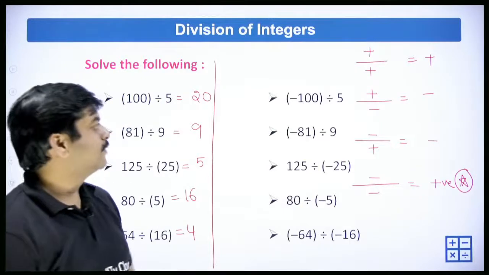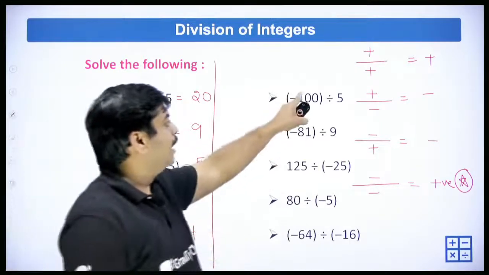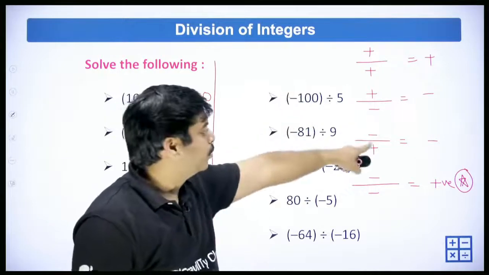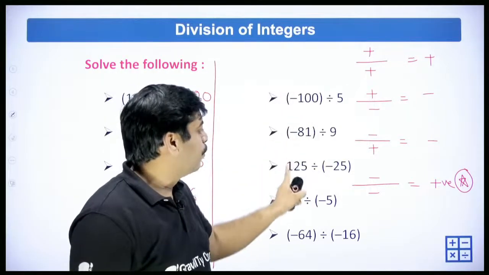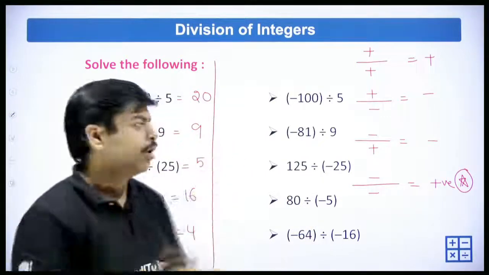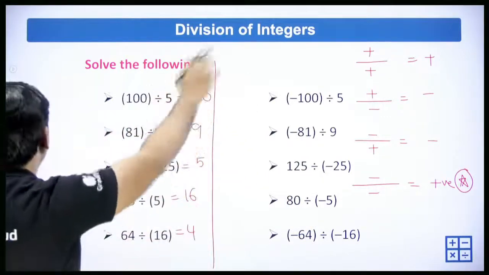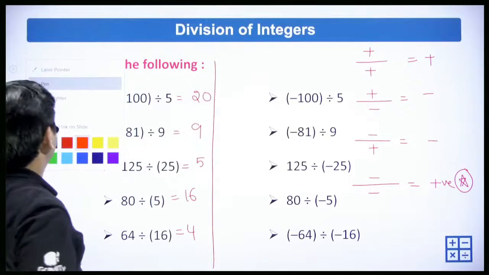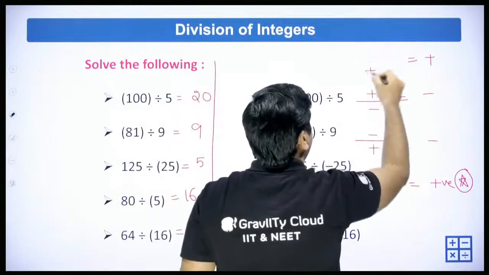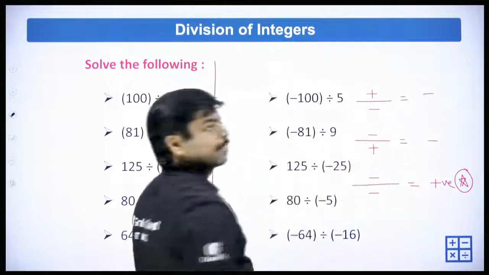So let us discuss with negatives. We have negative divided by positive, positive divided by negative, and negative divided by negative. So we have different combinations, okay? First, try to understand all this. Positive divided by positive is positive. All these values are positive, correct?